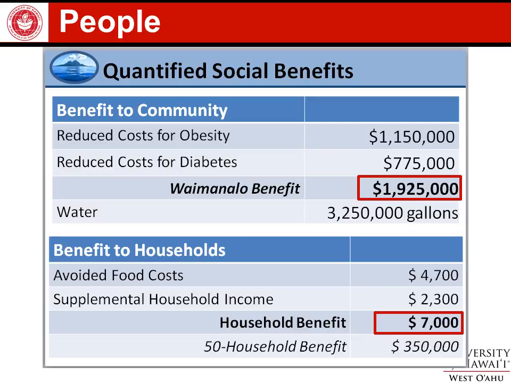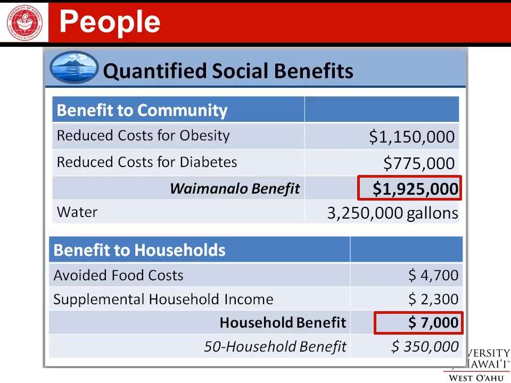Same for diabetes. They won't eliminate it, but they'll reduce its impact on the community. And from a financial perspective, by quantifying it, we're able to see exactly how much they believe it will do. Total Waimanalo benefit to the community from better health is estimated at close to $2 million in reduced healthcare expenditures. So that's the money that's already been spent that will no longer be spent for those problems.